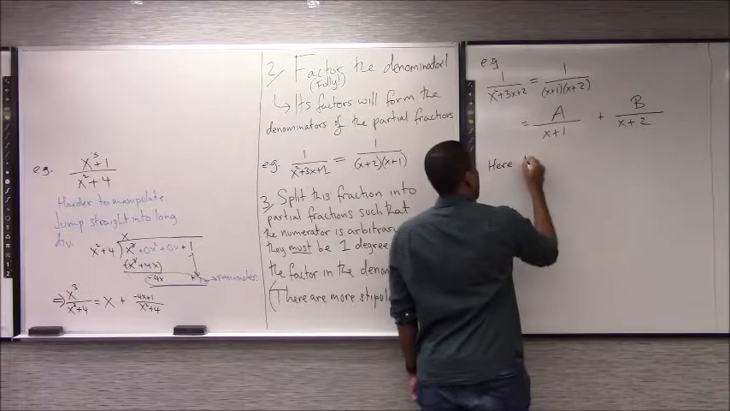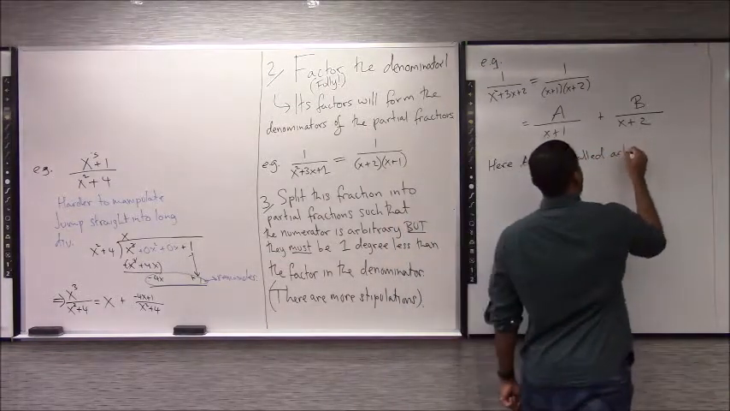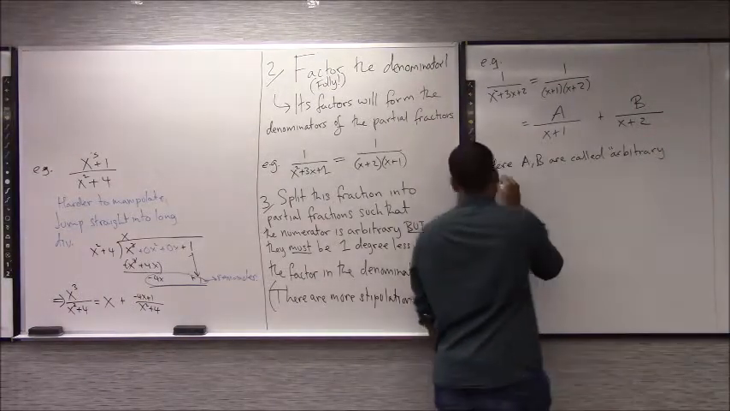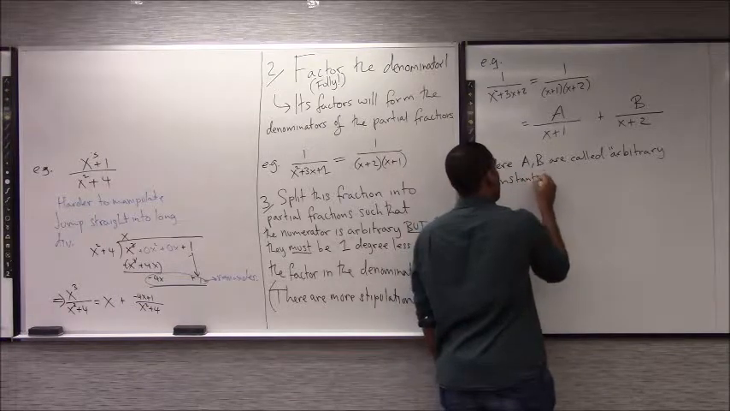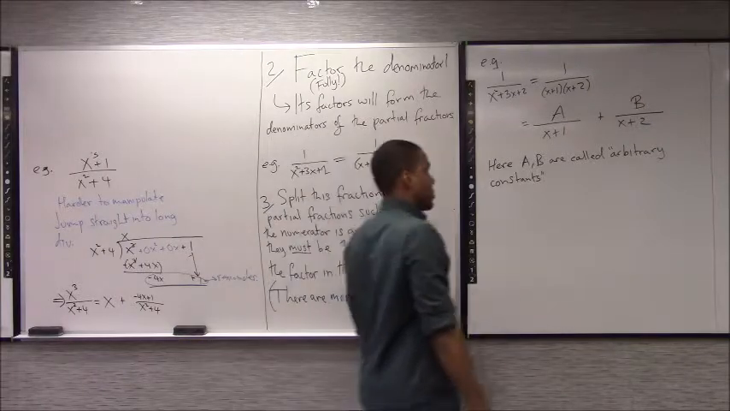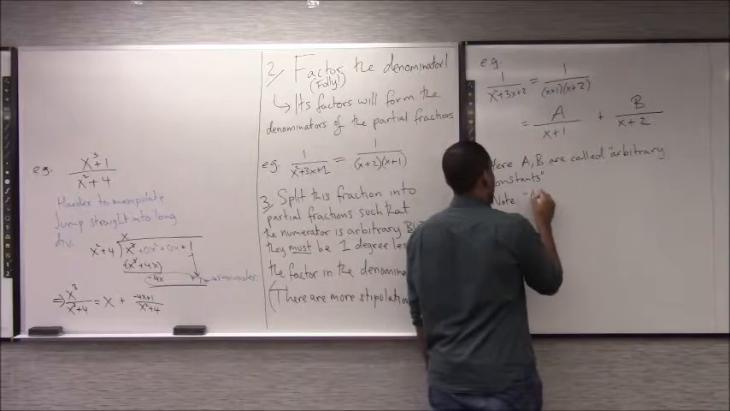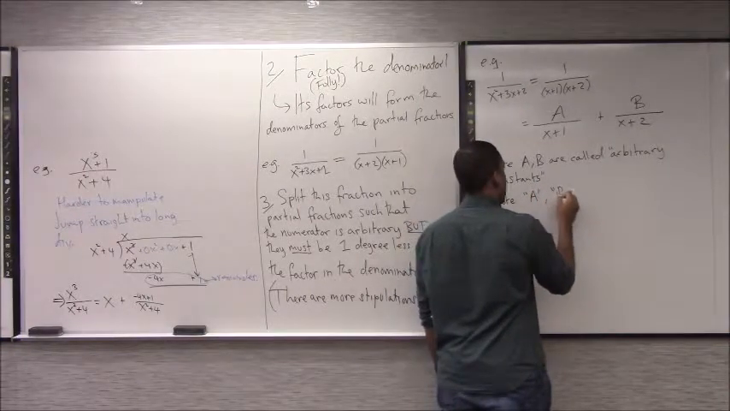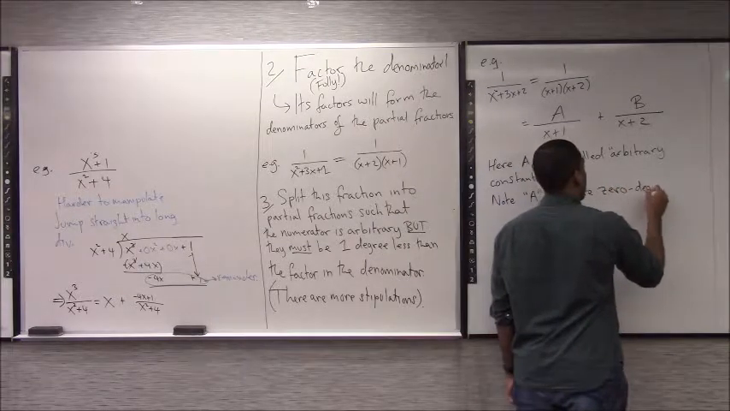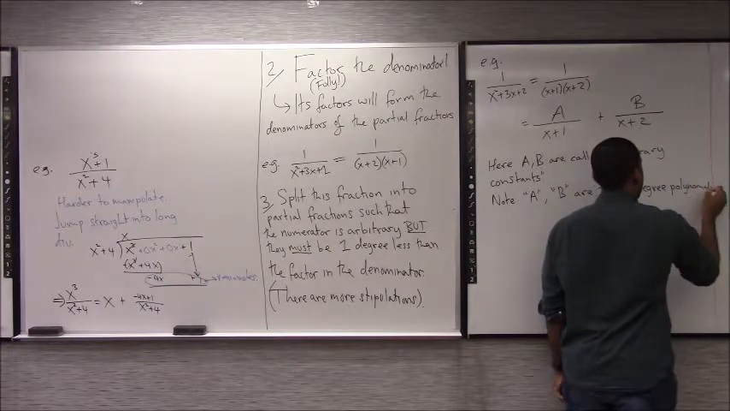Here, a, b are called arbitrary constants. Sort of like in your integration concept. Note, a, b are 0 degree polynomials. Constants are 0 degree polynomials.